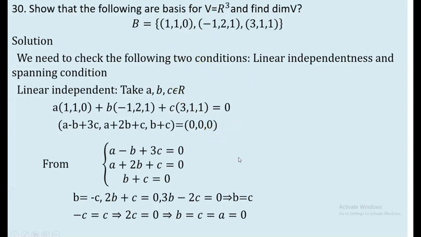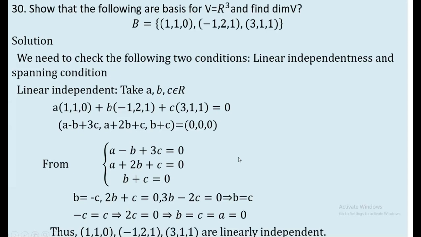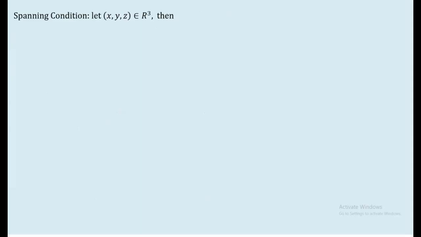Now what comes next is the case where the spanning condition is going to happen. Okay, the spanning condition is going to happen. So let me show you that. The spanning condition is going to be considered like this. Take an arbitrary element from R cubed. Now, can we obtain this element (x, y, z) by taking the linear combination with a, b, c using these three given components?